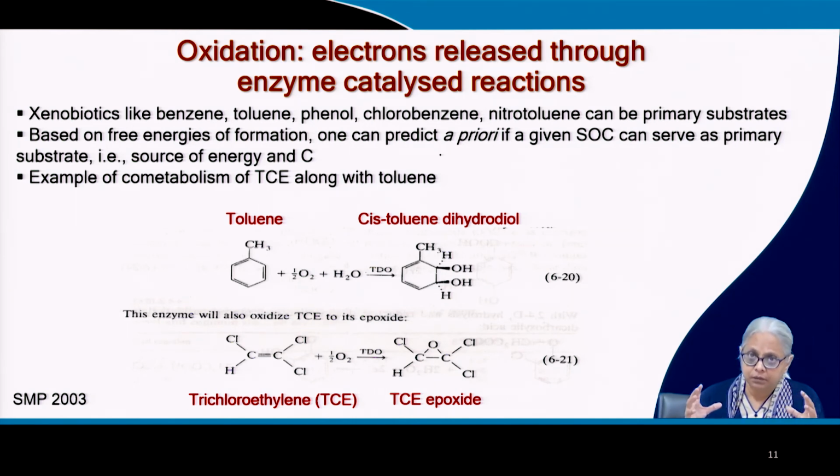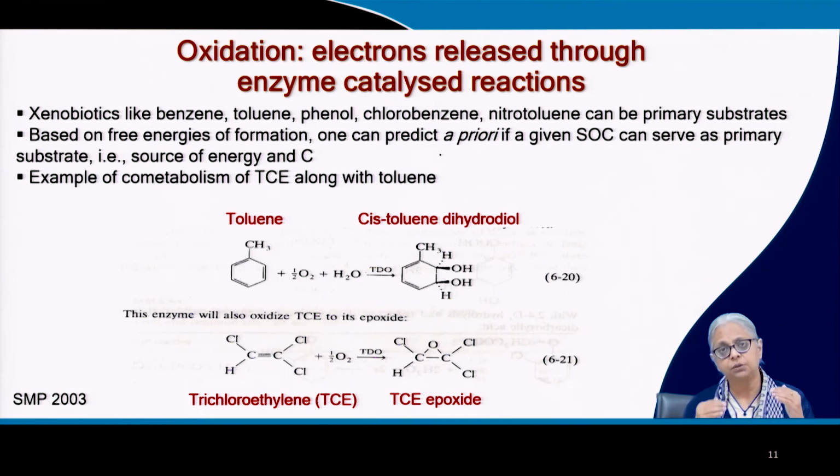You can create those half reactions on your own based on your understanding of thermodynamics and what we have gone through. So once you know your electron acceptor, once you know the free energy of formation of your SOC, you can write the half reactions, make oxidation reduction reactions, and then answer the question, is it thermodynamically favorable for this compound to be utilized as a primary substrate by bacteria?